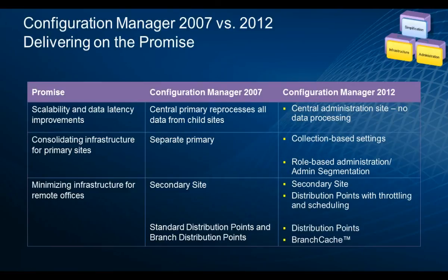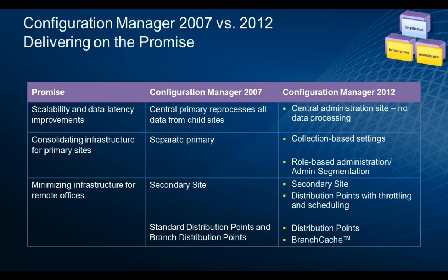So as we deliver on the promise from Config Manager 2007 to 2012, there's some other elements we wanted to ensure we were focusing heavily on. As we've talked about scalability and data latency improvements, in 2007 we had a central primary processing all data from all child sites. This was heavy on the network, heavy on the servers, and there was a lot of redundant processing happening that could be removed. So now we have in 2012 a central administration site, the CAS, where no data processing happens.